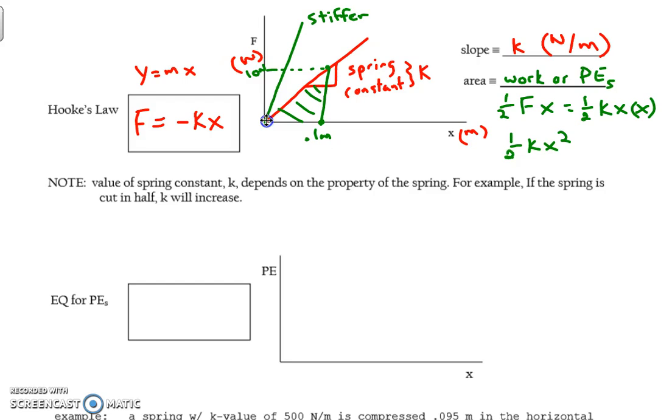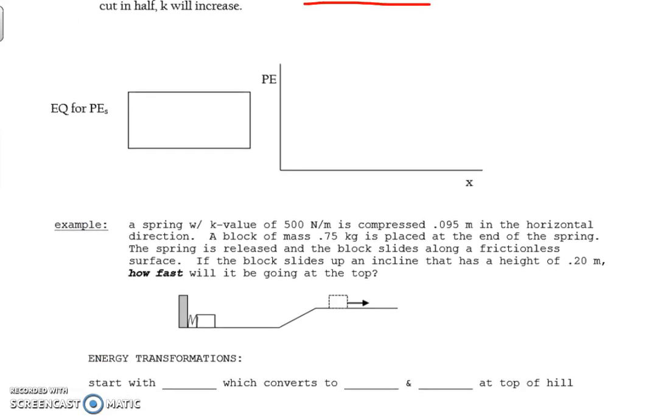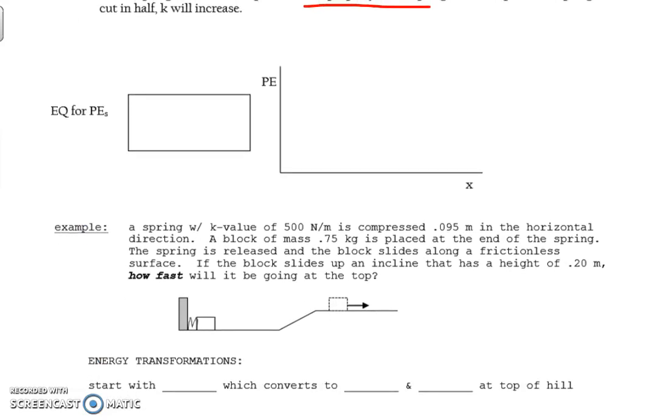Okay, so I've already said that the spring constant depends on the property of the spring. We can see that, or it's in the slope. All right, so if we just derive the elastic potential energy equation from above as 1/2 kx squared. Okay, and note that the potential energy goes by the square of the distance you stretch or compress it.